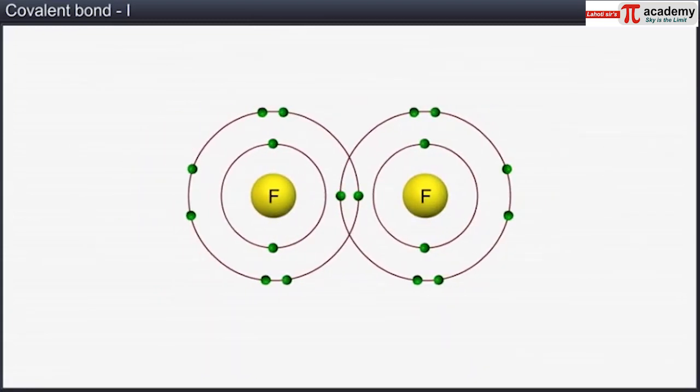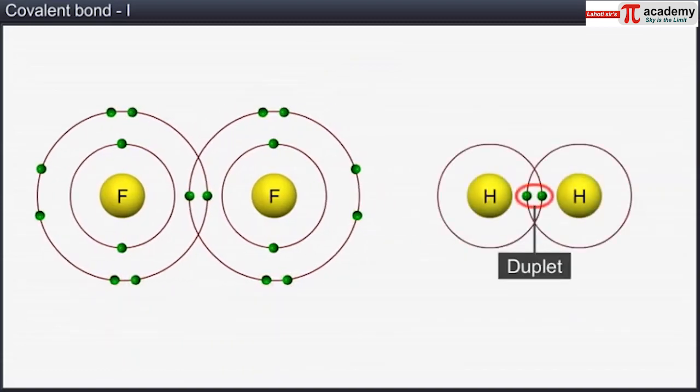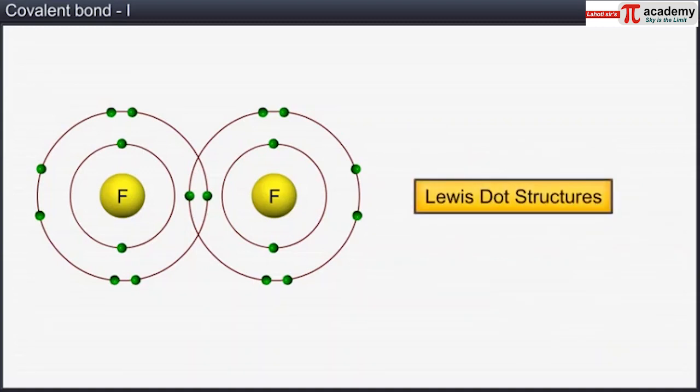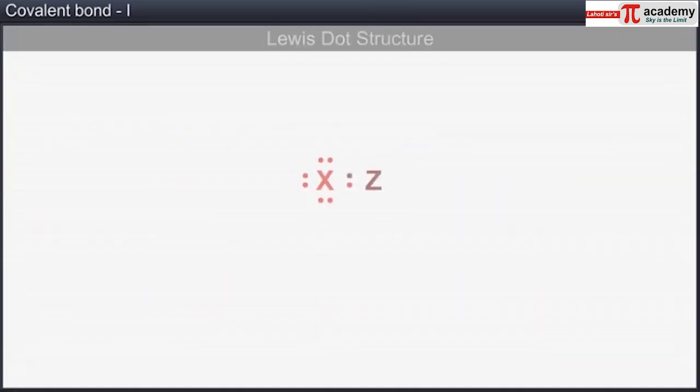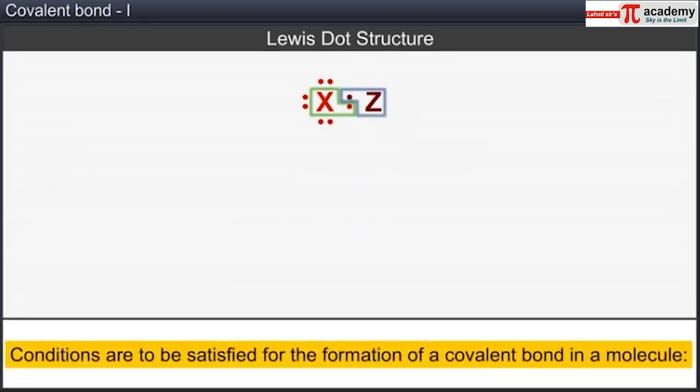During covalent bond formation, each atom tries to attain an octet, that is, 8 electrons in its valence shell, or a duplet, 2 electrons in the first shell. The formation of covalent molecules can be understood from the Lewis dot structures. In the Lewis dot structures, the valence electrons of all the bonded atoms of a molecule are represented by dots. The following conditions are to be satisfied for the formation of a covalent bond in a molecule.